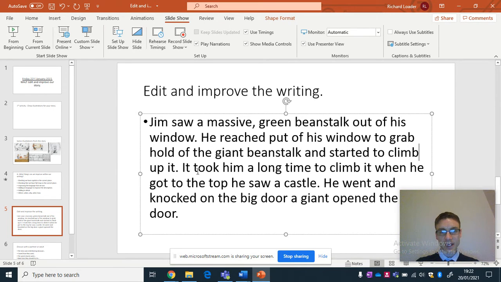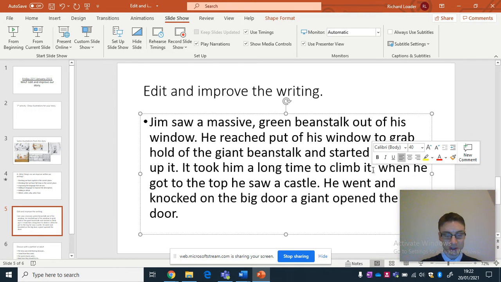Oh, and I like this here. Look, it says it took him a long time to climb it. Okay. Now that would be the end of that idea, wouldn't it? I'd have to pause there. It took him a long time to climb it. When he got to the top, he saw a castle. So I'm going to put, it took him a long time to climb it. And we could add a bit more detail. How did he feel? And he felt exhausted by the time he reached the top.